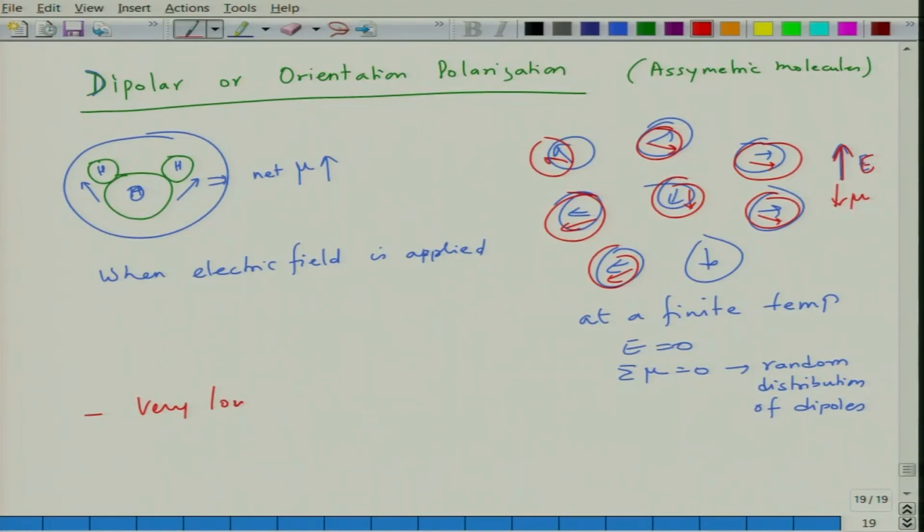It happens at very low frequencies because of the higher mass of the molecules. And then we have interfacial polarization.